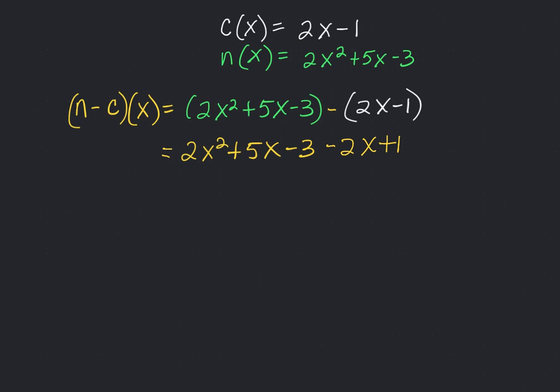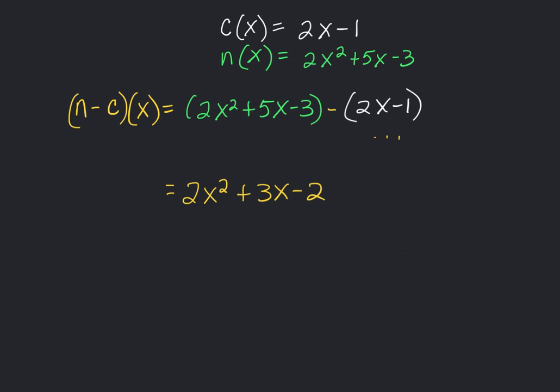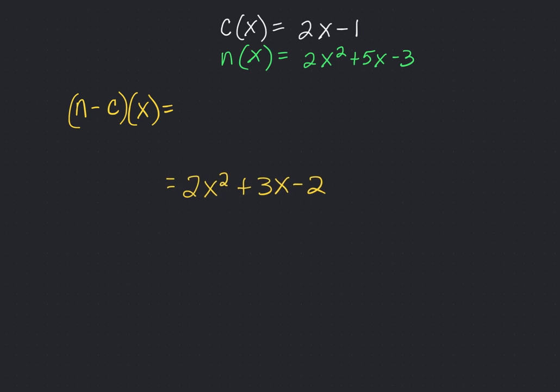And at this point, we can combine like terms. So 2x squared plus 3x minus 2. I hope you got all that. I'm going to erase this to bring up our answer and leave some room to do some other calculations.